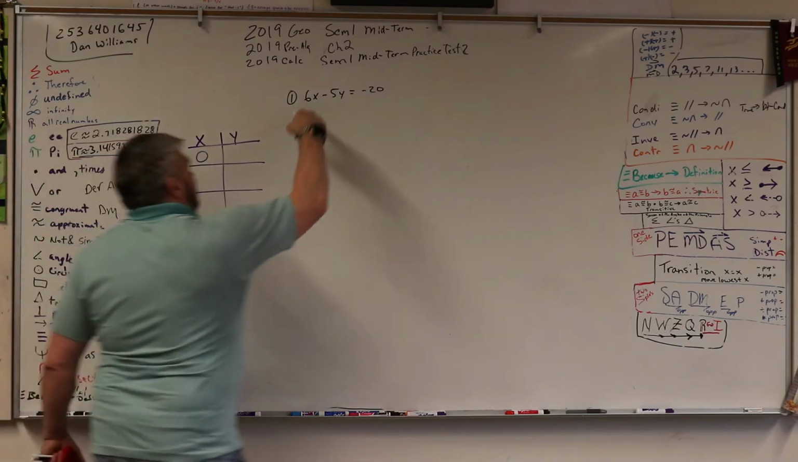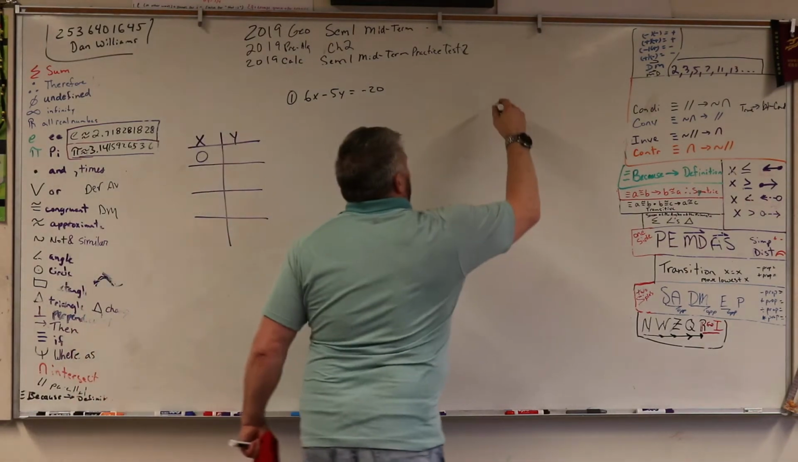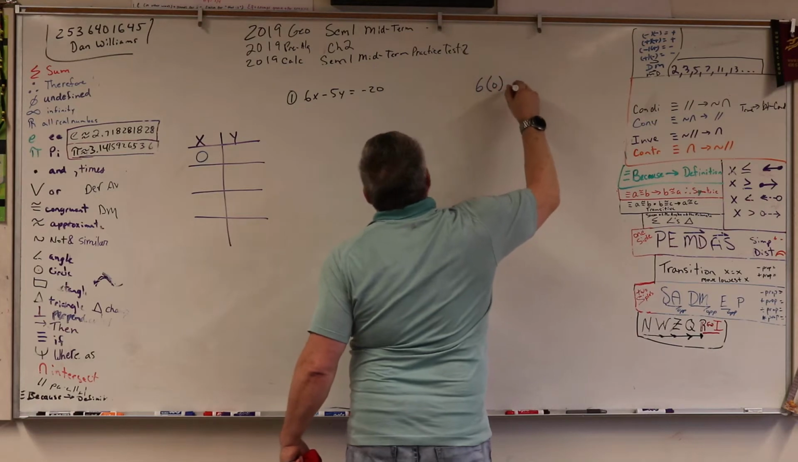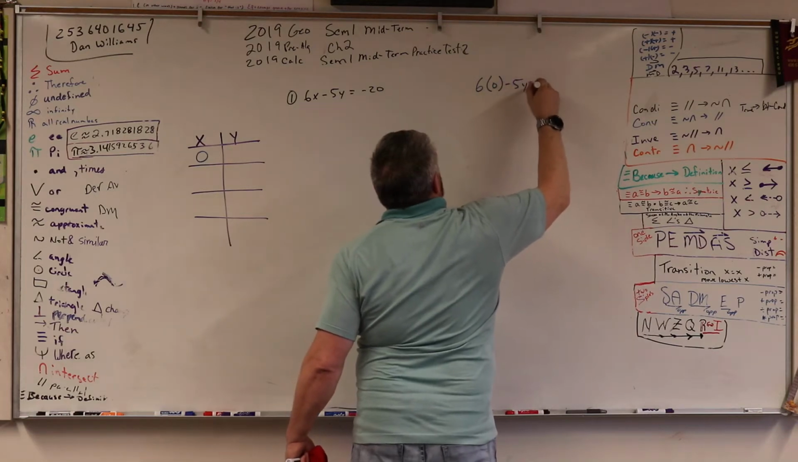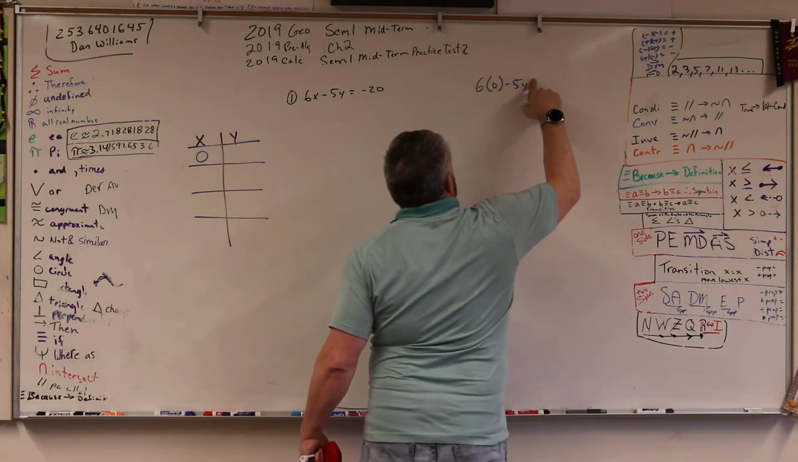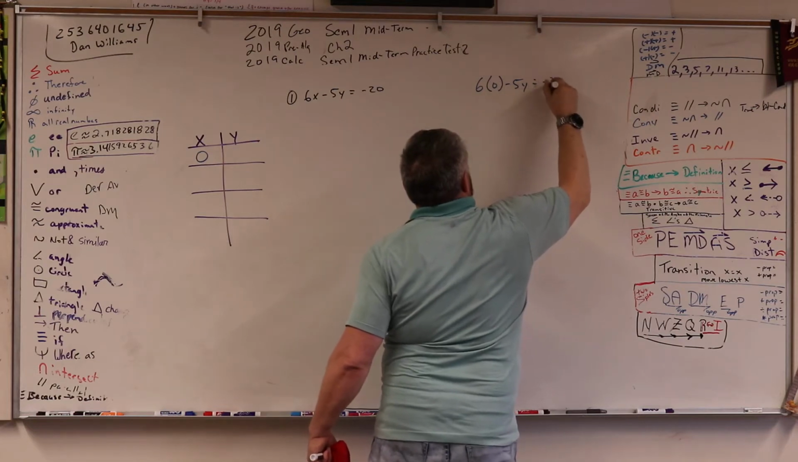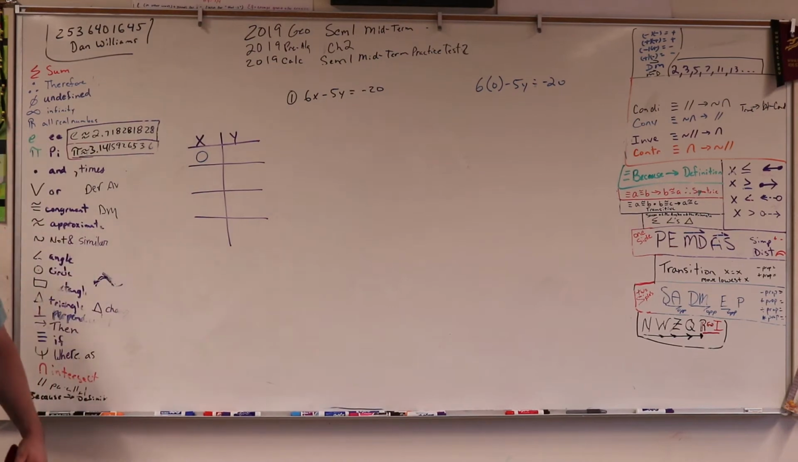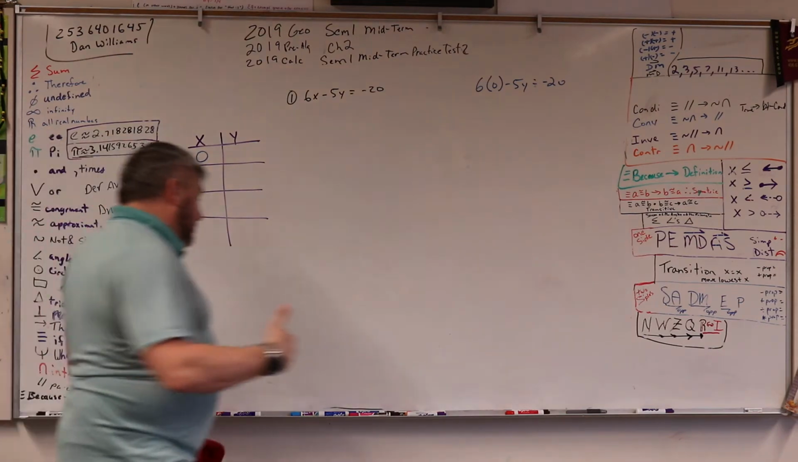When I do that, I'm going to plug it in and say, okay, 6 times 0 minus 5y is equal to negative 20, right? And now it's back to those problems that we did at the beginning of the year. And we need to solve, so we need to use that SAD math.